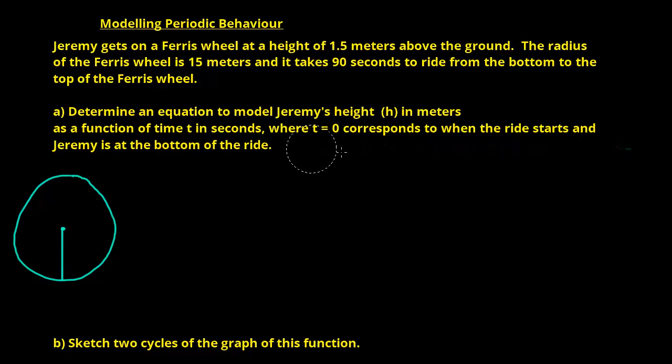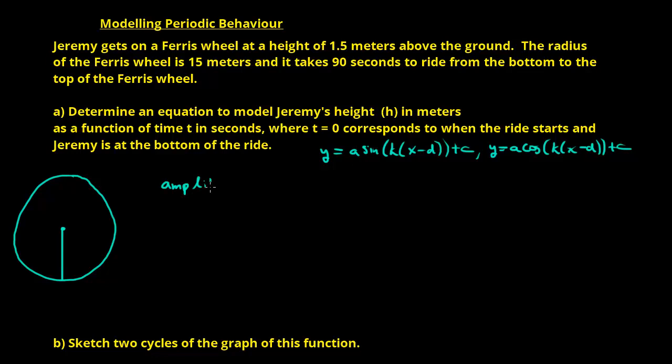So here, let's just leave those up there for now. Let's think about how I can start filling in some of these parameters. So first off, I know that my amplitude is equal to the maximum of the periodic function minus the minimum, divided by 2. The maximum here is going to be 1.5 plus the diameter. Let's sketch this a little bit better.